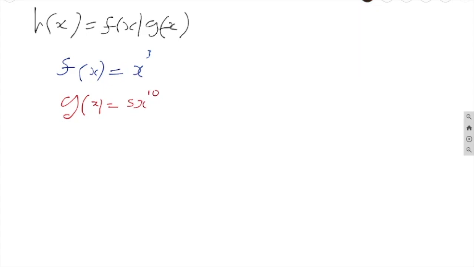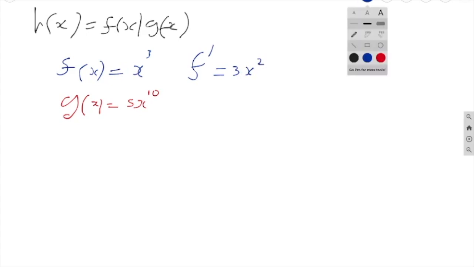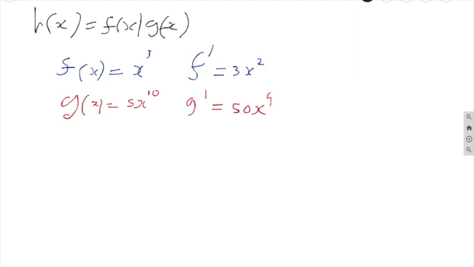Because we're doing the power rule, you may be inclined to think, okay, well, the first step, as per usual, is to find f prime of x, which is 3x squared, and g prime, which equals 50x to the 9th, and then apply the formula as is. But if you look a little bit closely, you'll see that we defined h of x to be f times g.